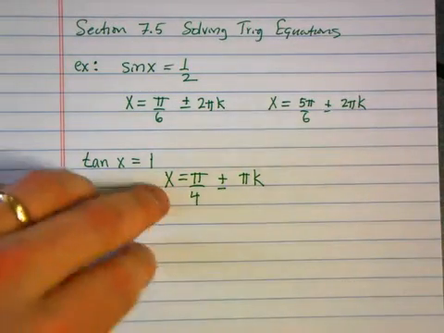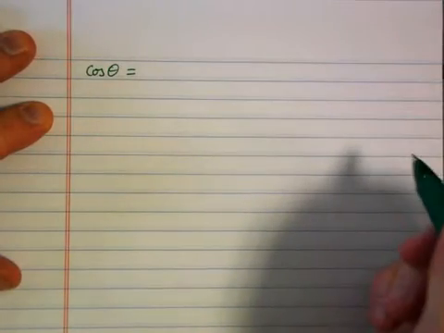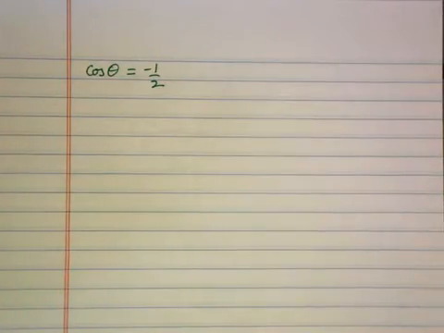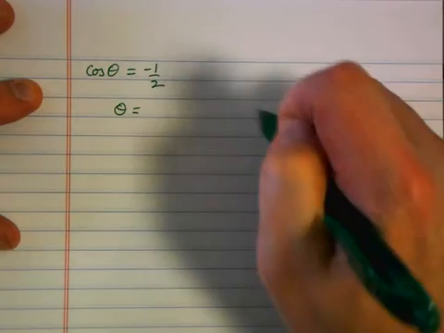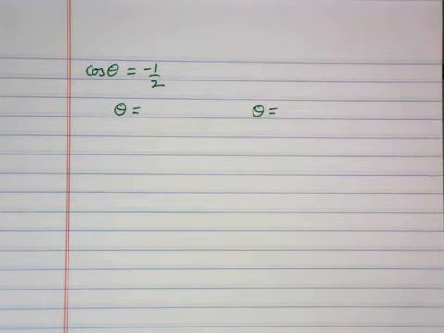All right then, how about cosine of theta is negative 1/2. I'm going to need to find 2 answers. What are they? What's one of the answers?